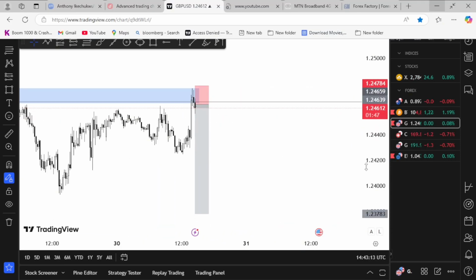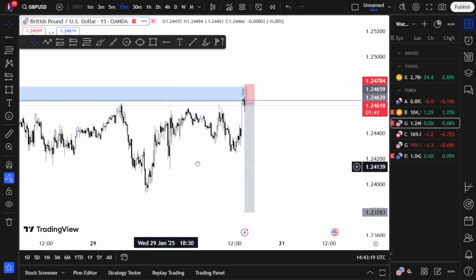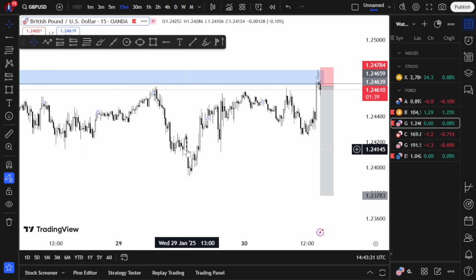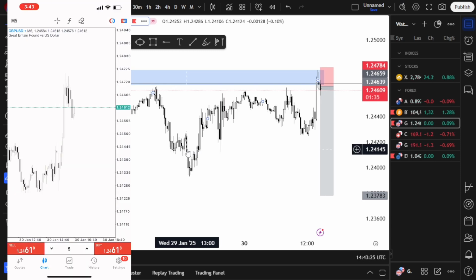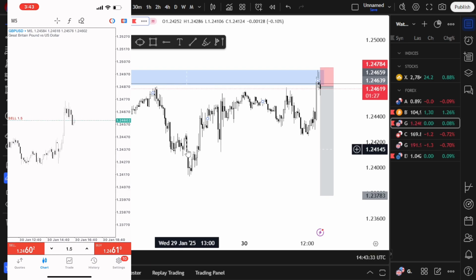So guys, right now we are on the New York session. I actually want to be taking sales on GU. I'm just going to go ahead and enter now. Let me show you guys my screen. I'm going to enter that sale right now. Let me use 1.5 lots in 4 places.